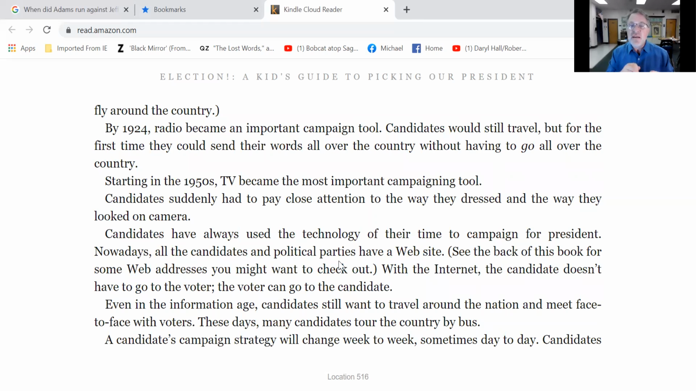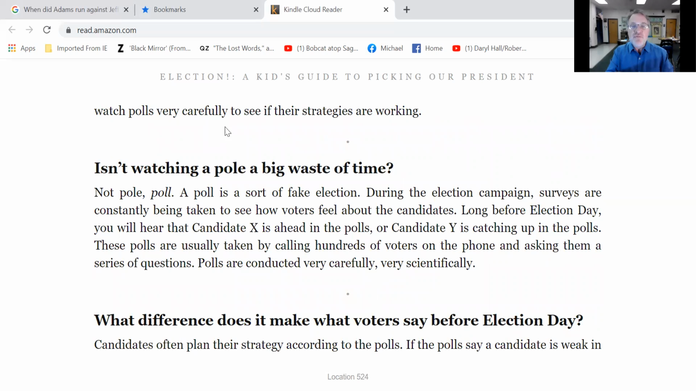Candidates have always used the technology of their time to campaign for president. Nowadays, all the candidates and political parties have a website. With the internet, the candidate doesn't have to go to the voter; the voter can go to the candidate. Even in the information age, candidates still want to travel around the nation and meet face-to-face with voters. These days, many candidates tour the country by bus. Candidates' campaign strategy will change week to week, sometimes day to day. Candidates watch polls very carefully to see if their strategies are working.